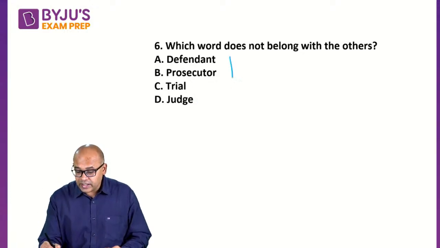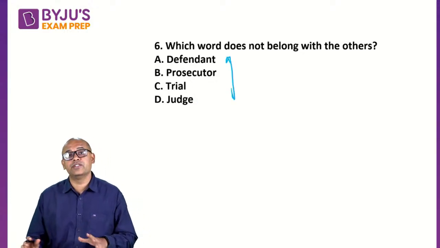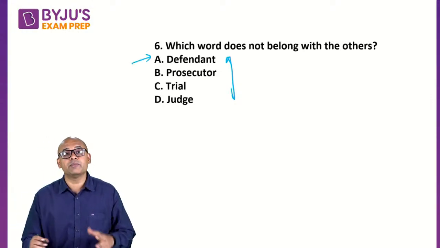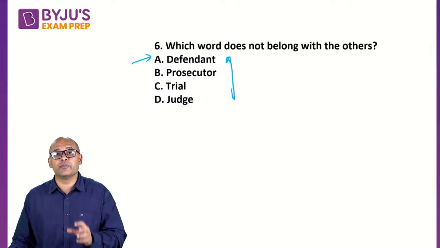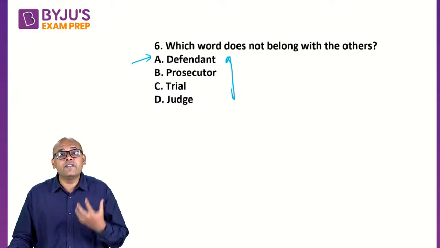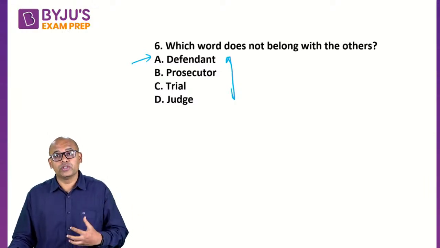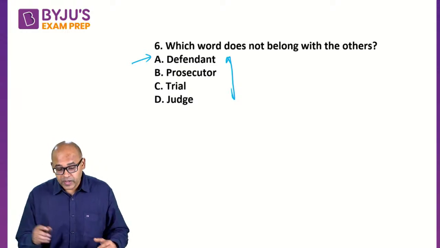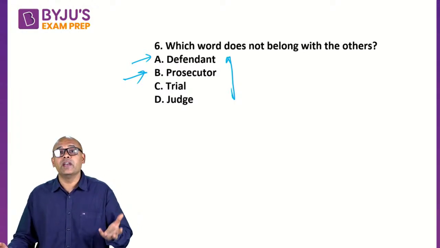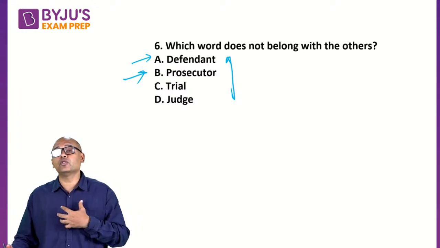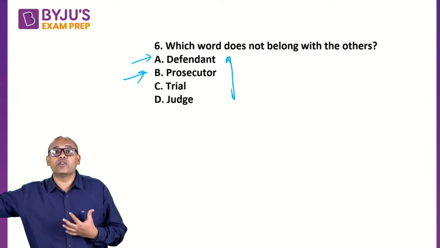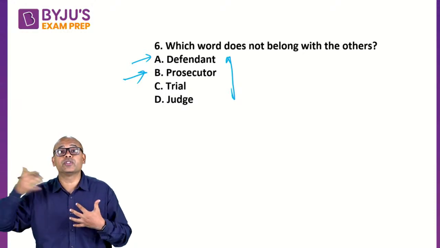Firstly, you need to understand that defendant, prosecutor, trial and judge are all related to court proceedings. Who is a defendant? A defendant is a person who has been accused of something and is trying to defend himself or herself. The prosecutor is the person who is accusing somebody. If somebody says that I have stolen something, I am the defendant, I am supposed to defend, saying that I did not steal. The person who's accusing me will be called a prosecutor. He's going to prosecute me.